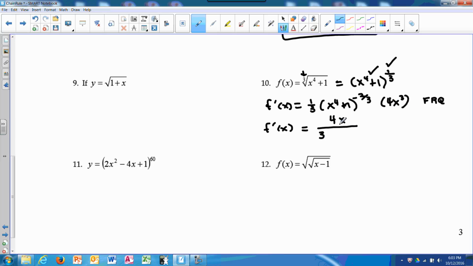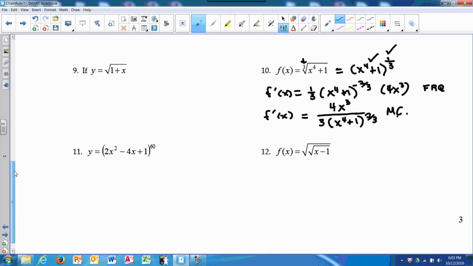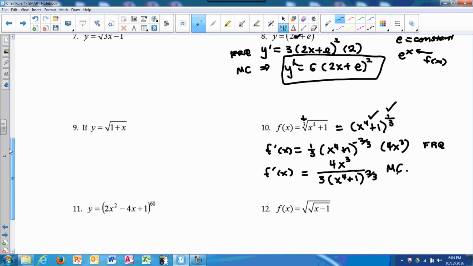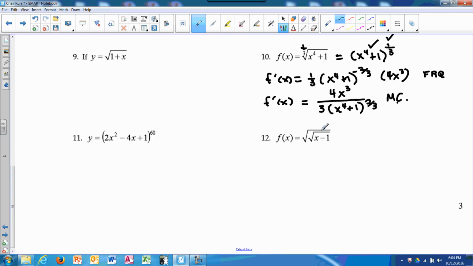On a multiple choice, the 1/3 times the 4 stays 4/3. The x cubed is a positive power, so that stays in the numerator. X to the 4th plus 1, I'm going to put in the denominator. They tend not to write the ones that have powers and roots in the denominator in that original format. It takes a little less space to leave it this way, and that's pretty much how the AP exam's written. Leave it the least amount of space.